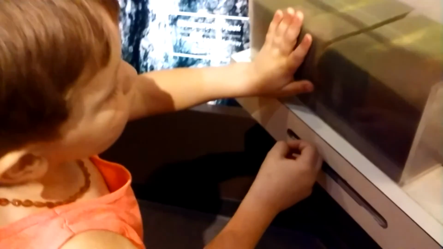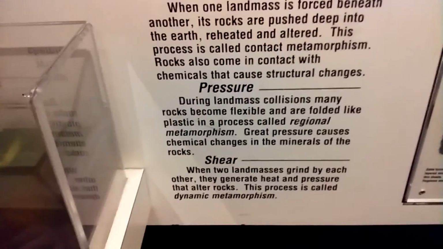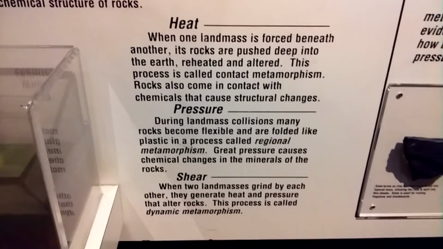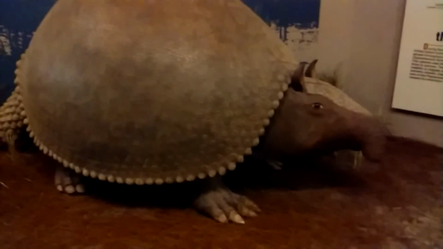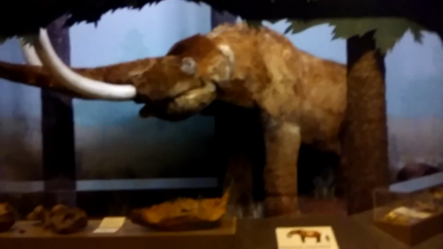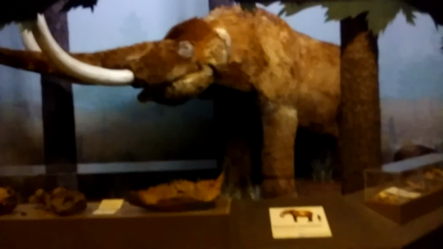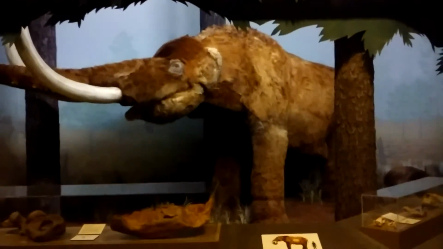They made that out of foam to show us how it would smush together. Oh no, it broke apart. Now they're gonna fix it. It's got a big hard shell on the outside. That one's just a model. It's not real. And that's an American mastodon. See that? Focus, there we go.